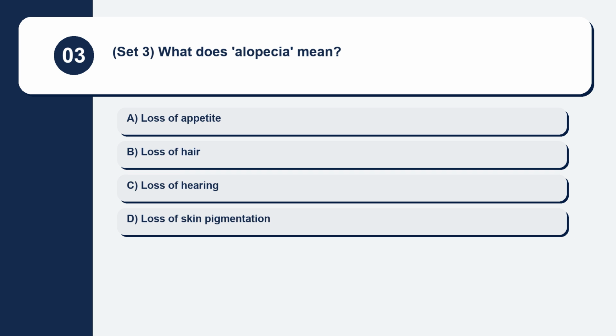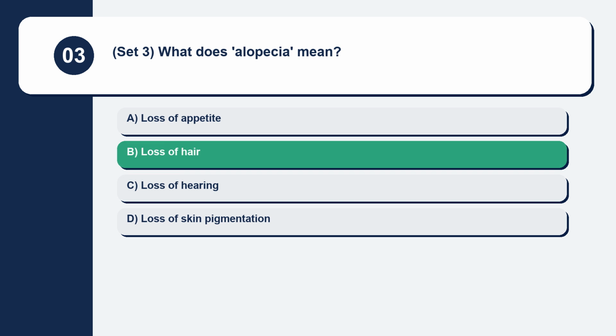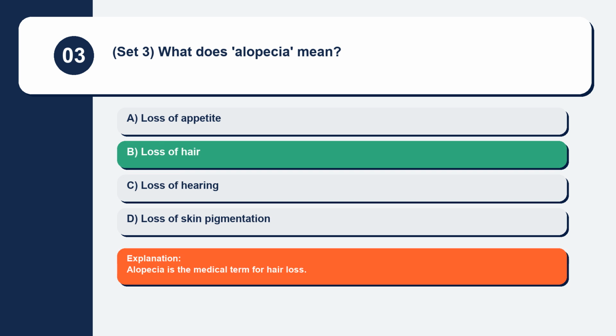Question 3. Set 3. What does alopecia mean? Loss of appetite, loss of hair, loss of hearing, loss of skin pigmentation. Alopecia is the medical term for hair loss.